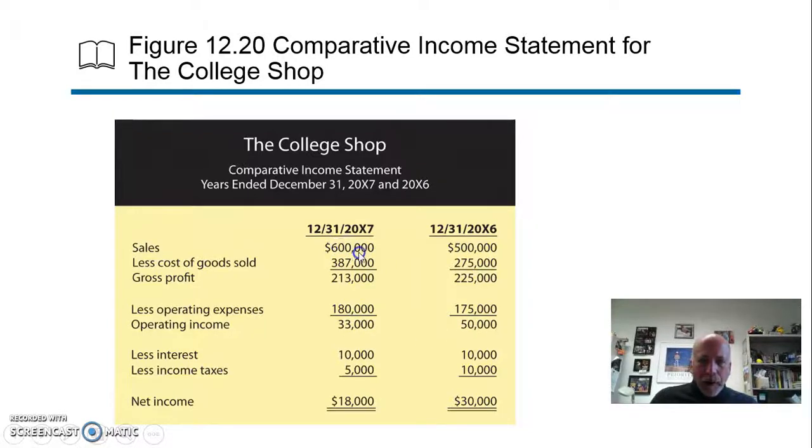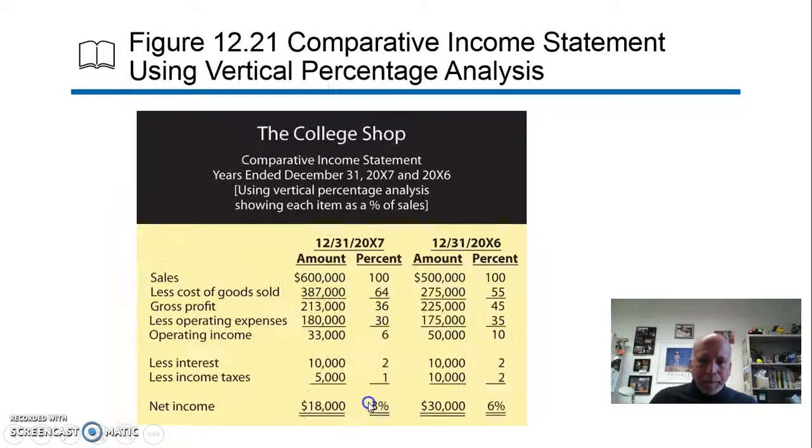We made $100,000 more in sales, but we had less income for various reasons, less our interest and our taxes. And so even though we sold $100,000 more of merchandise, we made less money.